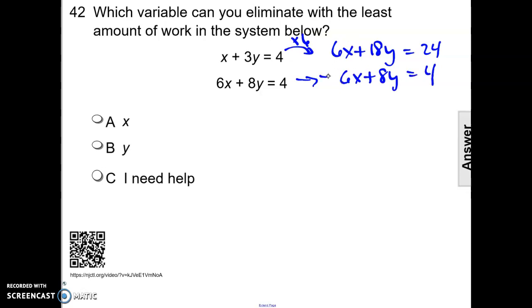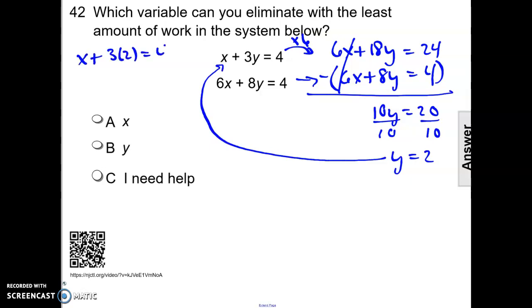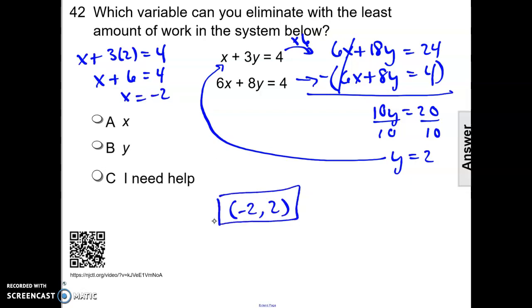I have the same sign, so I'm going to subtract everything. The x's go away. 10y equals 20. Dividing by 10, I get y equals 2. I'm not done. I have to go back and substitute in. So I get x plus 3 times 2 equals 4. X plus 6 equals 4, so x equals negative 2. Again, I strongly recommend that you go back and check your answers like we did on the first problem, but the video is short, so we're going to stop there.